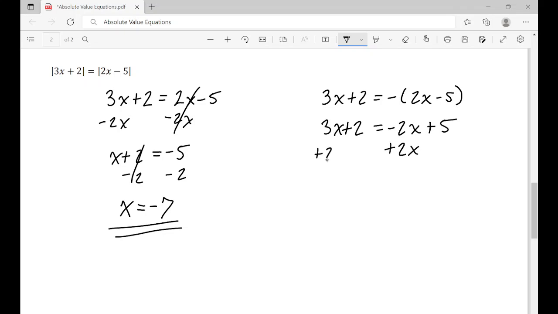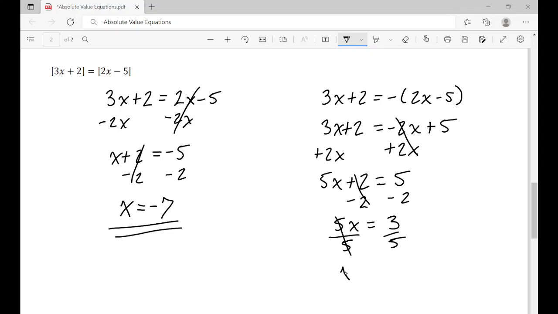Move all the x's to one side, so I'm going to move them over here just like the last time. Get 5x plus 2 equals 5. Subtract 2 over to get away from x. So 5x equals 3. And then finally, get x by itself by dividing by 5. So x is going to equal 3/5. And that is our second answer, negative 7 and 3/5, or 3/5 and negative 7, whichever order you prefer. But that's how you would do absolute value equations when there's two absolute value bars.